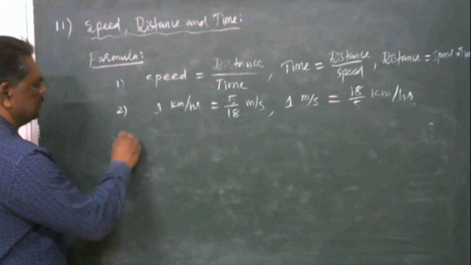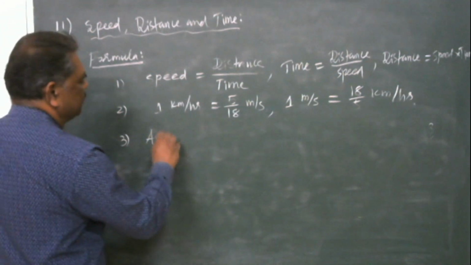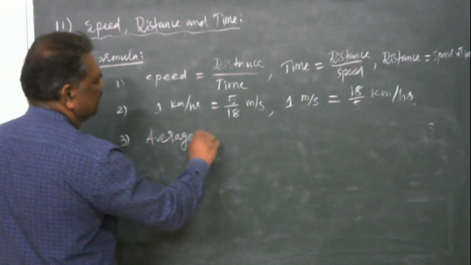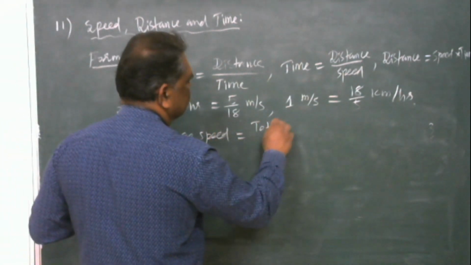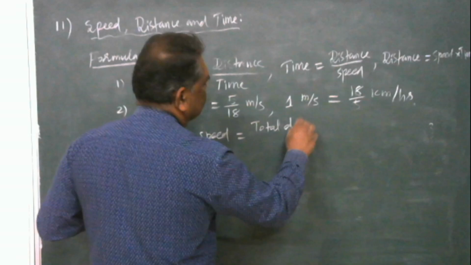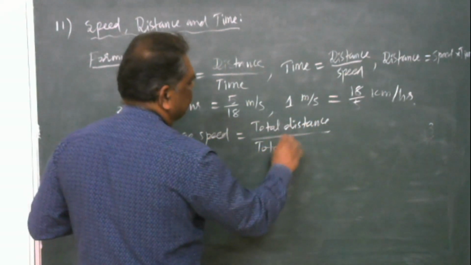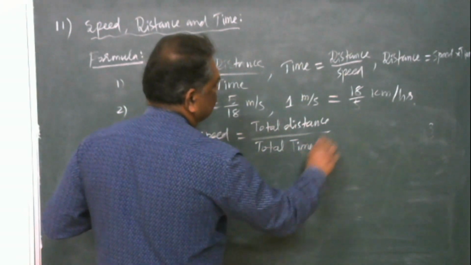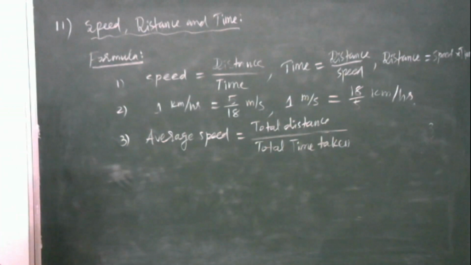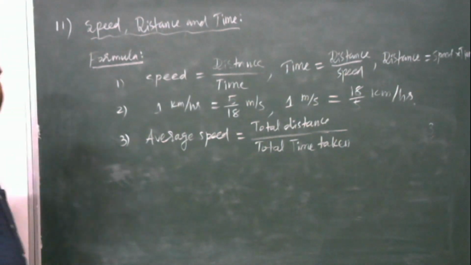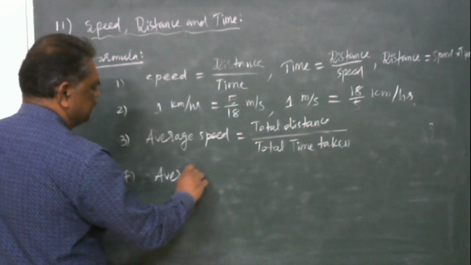Now the third thing that you need to remember is average speed, very important. Average speed is total distance covered by total time taken. One more formula is there for average speed.